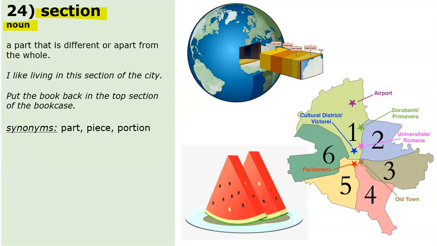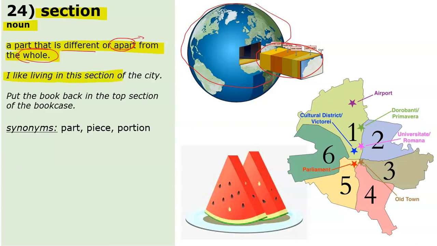Section is a noun, and section is a part that is different or apart from the whole. So there is a whole thing. For example, here is the whole earth, and the section is just a part that is different or apart. Apart means away from it. So here is a section of the earth. This section is a small part of the whole thing. Let's look at the example.